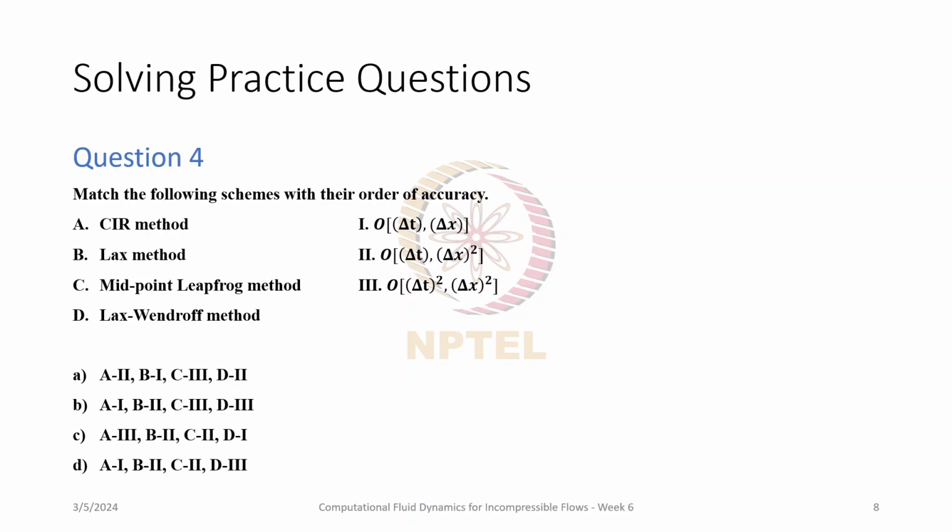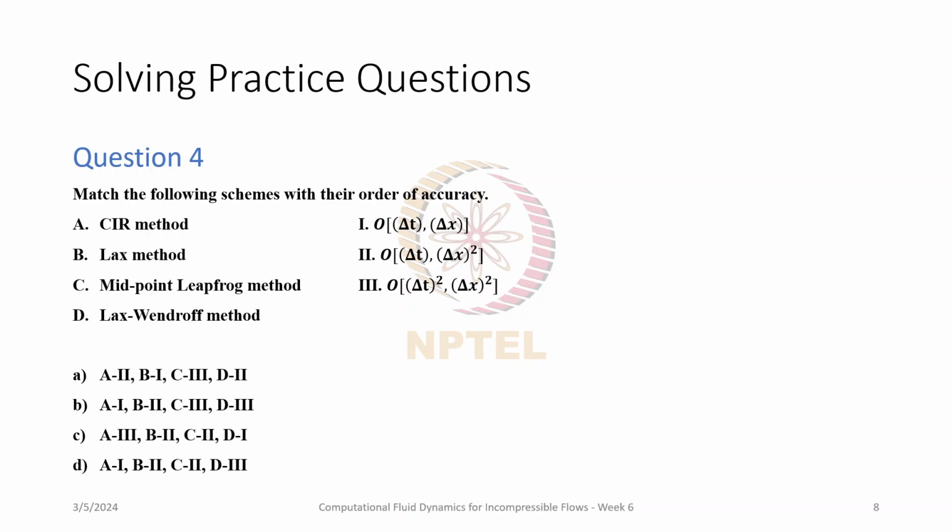Okay, so now let's focus on question number 4, which is again a match the following type of question, in which you have to match the schemes with their order of accuracy. And if you quickly notice something, there are four items on the left column and three items on the right column. So it's not that the matching is unique. There could be multiple matching as well.